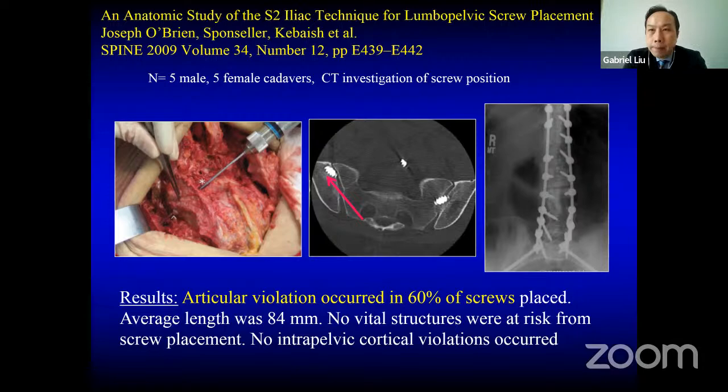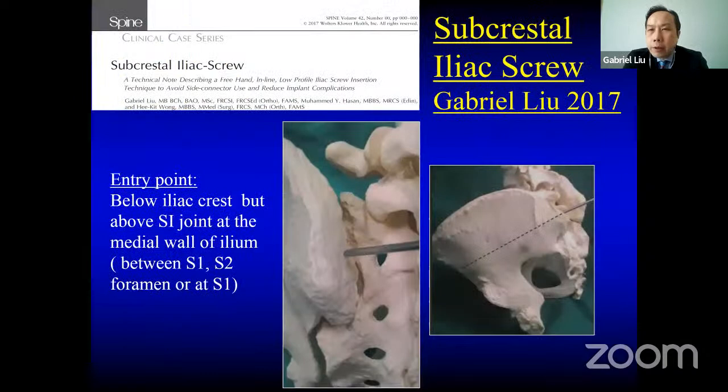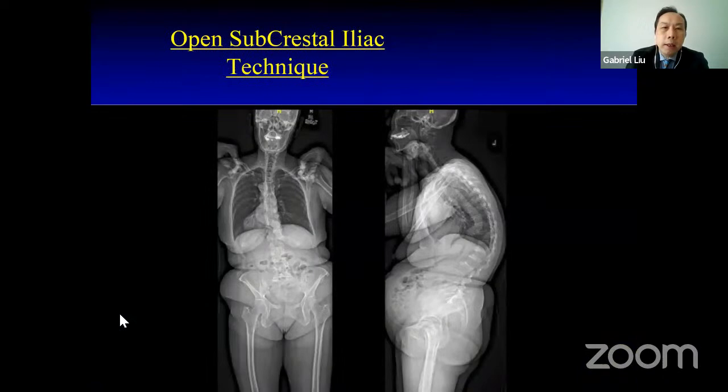So in about 2017, we reported the use of the subcrestal iliac screw, which is a modified technique of the iliac screw, and the entry point is really at the level of the S1 foramen, or just below the S1 foramen, just above the SI joint and below the iliac crest. You can see that the technique starts off just above the distal end of the iliac screw.